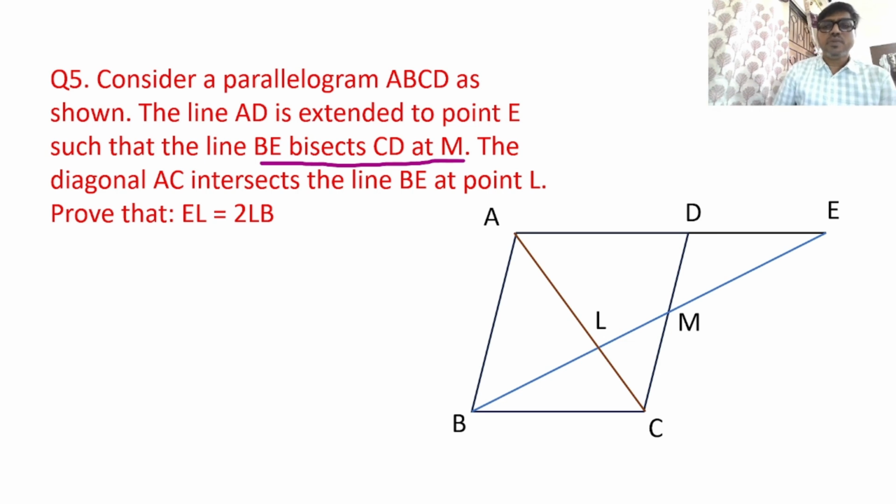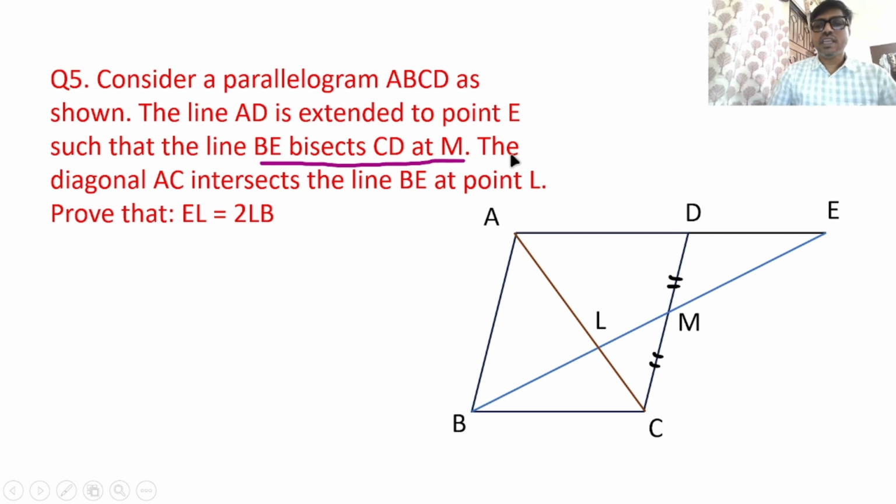Consider a parallelogram ABCD. You can see that ABCD is a parallelogram. The line AD is extended to point E. So this is one side of the parallelogram, AD, which has been extended out to point E, such that the line BE, that blue line, bisects CD at M. Bisects CD at M, meaning M is the midpoint of CD. That means you can say that CM equals MD. Both the sides are equal there.